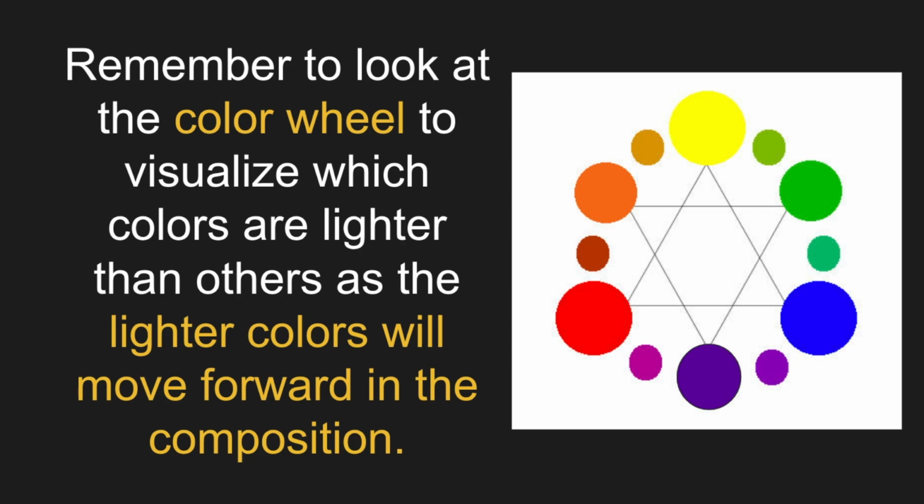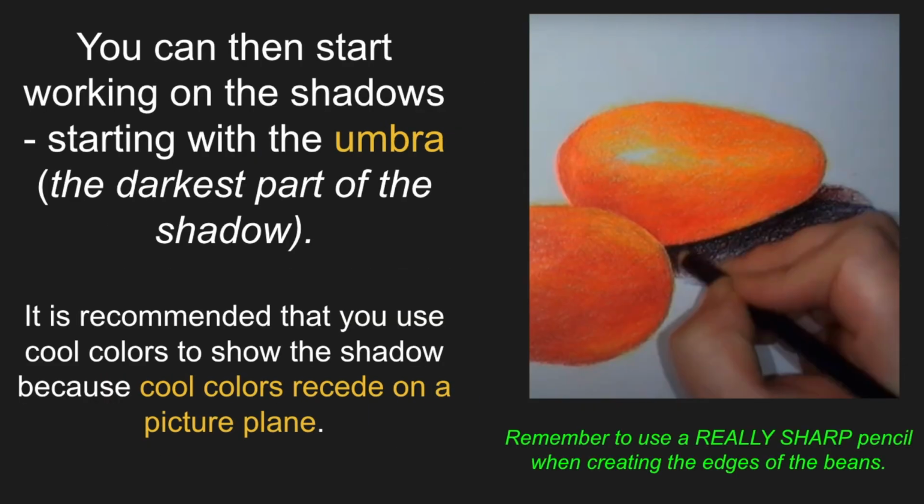It's important to understand that as you're creating these different practice drawings, because that will happen in the still life as well. Even if you use a different color scheme, you still have to think about which colors are lighter than others in order to make different objects come forward or move back in a composition as you are creating value in color. So another thing that you want to think about is creating the shadows.